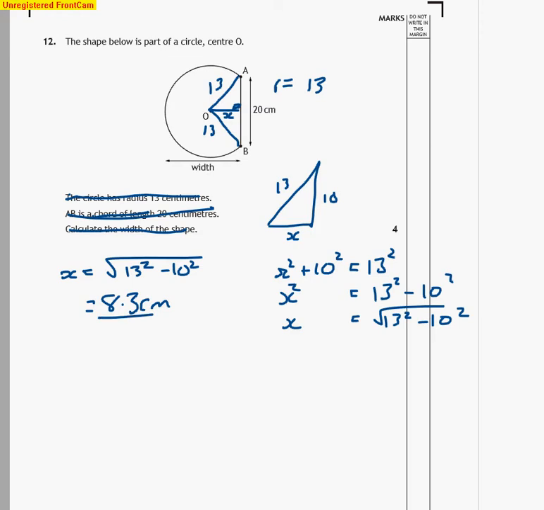We've not quite finished the question yet. We've worked out x, which was from the center to the chord. We need to work out the width. The width is going to be our x value plus this length here, which is another radius, going from the center to the circumference. So the width is equal to r plus x. We know that r is 13, and we know that x is 8.3. So that's going to give us 21.3 centimeters, just to keep it in the correct units as well.